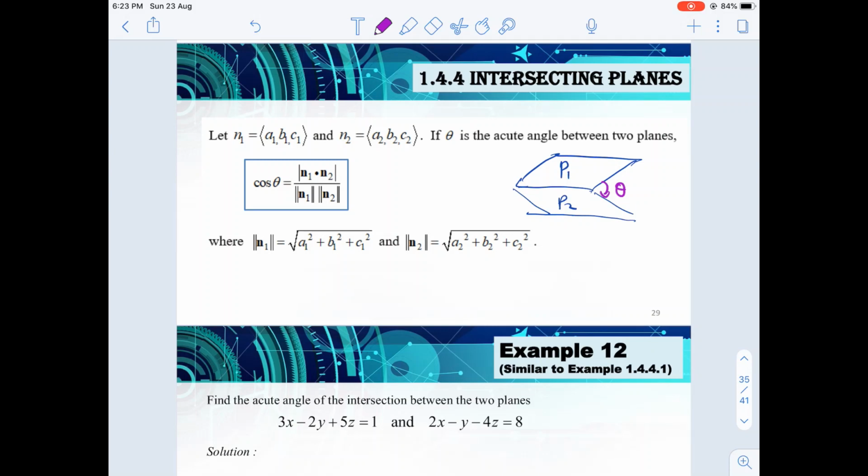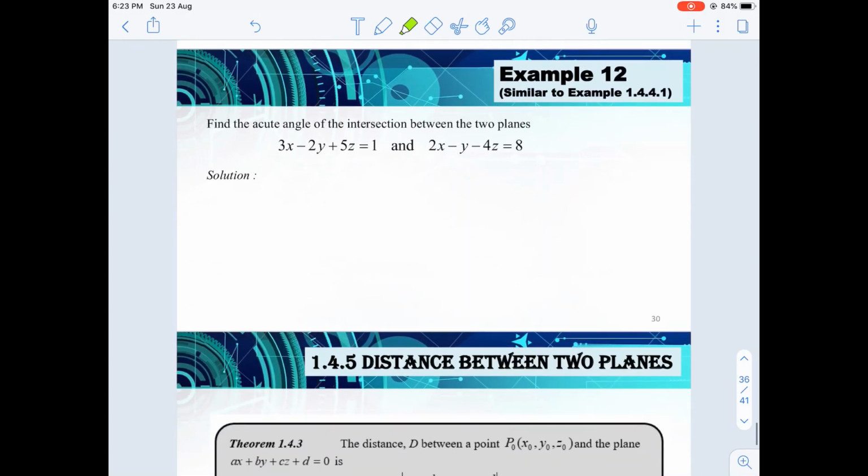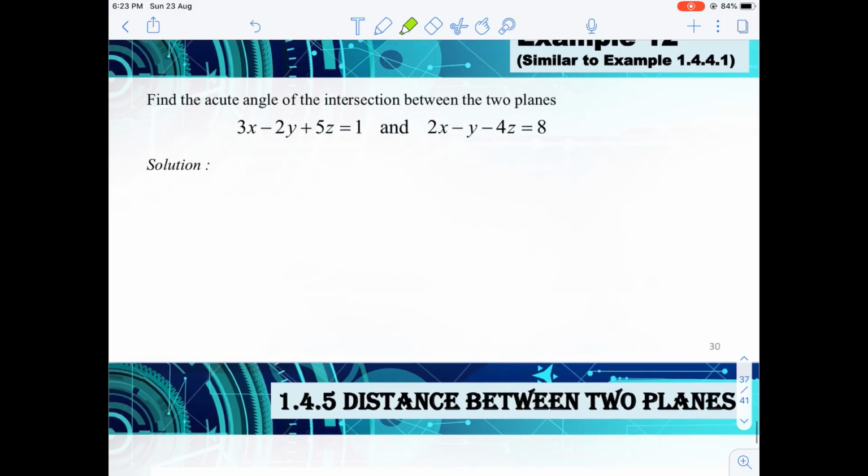Alright, so this is the formula to calculate the acute angle between the two planes. We have cos theta equals the modulus of n1 dot n2, the dot product of n1 and n2, divided by the magnitude of n1 multiplied by the magnitude of n2. Okay, the modulus. Alright, so now let's take a look at example 12.